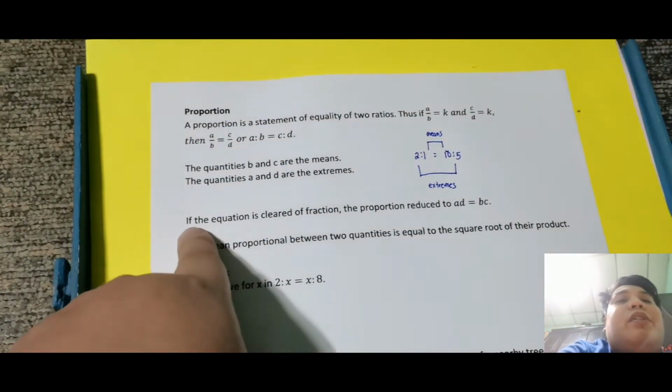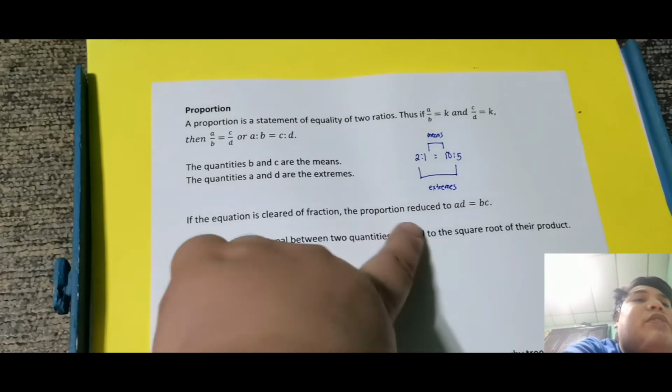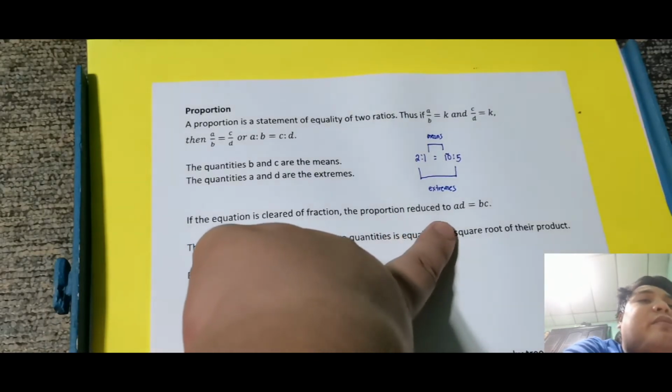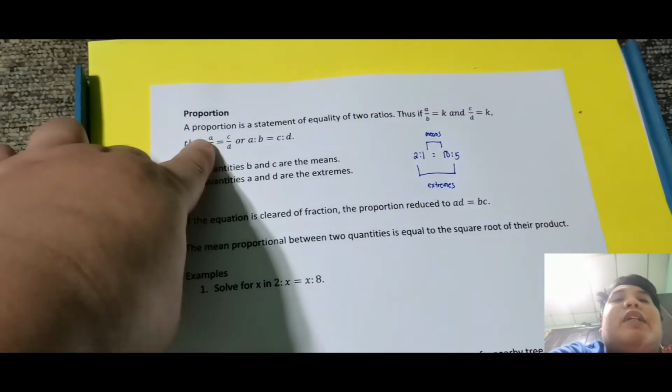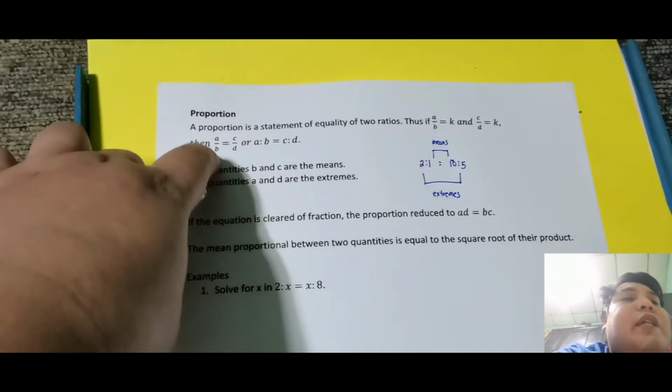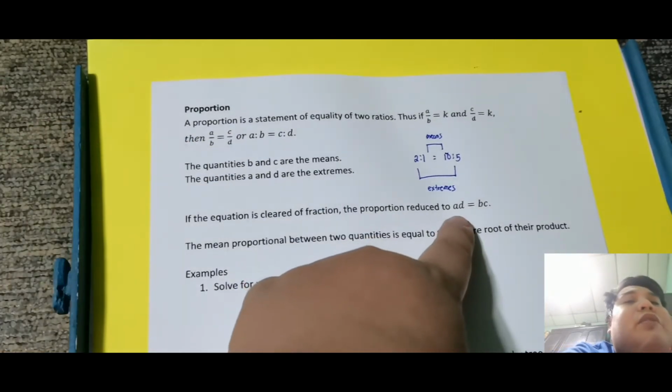If the equation is cleared of fraction, then the proportion is reduced to AD is equal to BC. Tama naman yun. So, cross multiply natin yan, that is AD is equal to BC. Okay, so ayan yung pinaka possible solution niya.